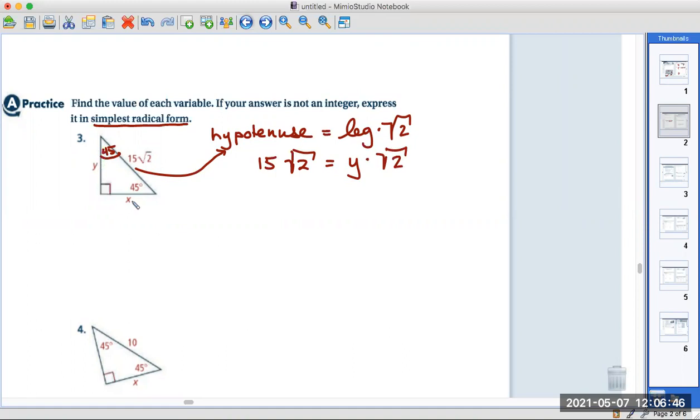This is your leg. I don't know why they call it two different letters. That's kind of silly. They both should be y. They're the same length, so I'll call them both y. So there's my equation, and you want y, so divide by the square root of 2 both sides. So this cancels, and this cancels, and what is left is 15 is equal to y. And that would be 15 as well.